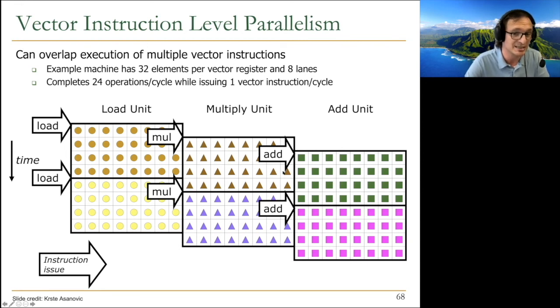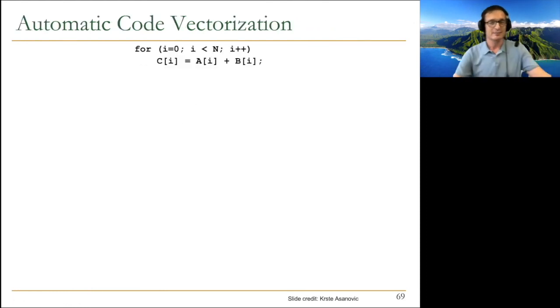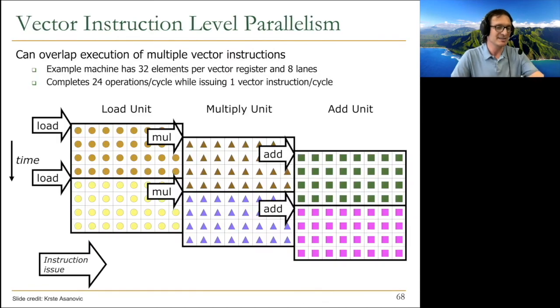Next, you can start the multiply that's dependent. Next, you can start the add. After the load is done, you can start the load again, and then the multiply that's dependent, and then add again. This way, you can actually have multiple function units, as you can see. You can do array processing as well as vector processing over here. This machine is completing 24 operations per cycle while issuing one vector instruction per cycle, as you can see at a given time.